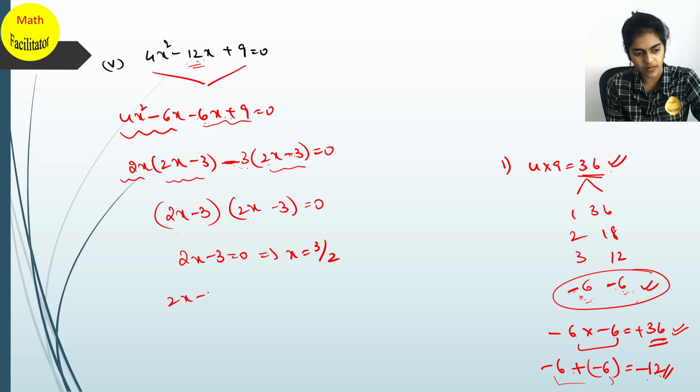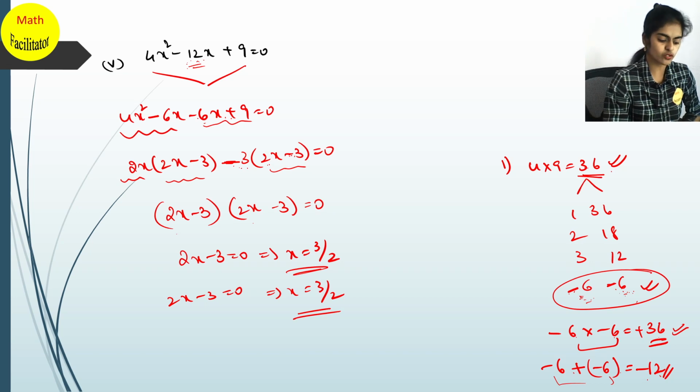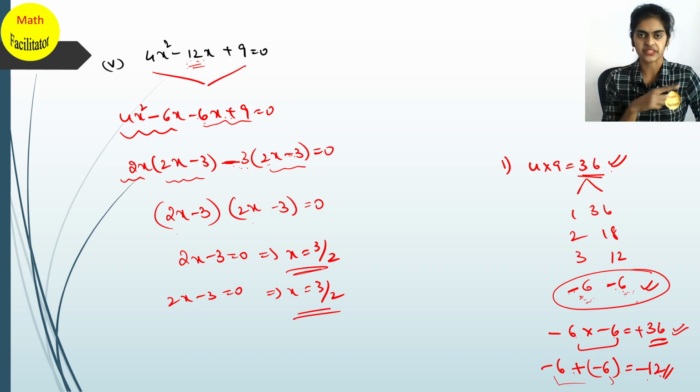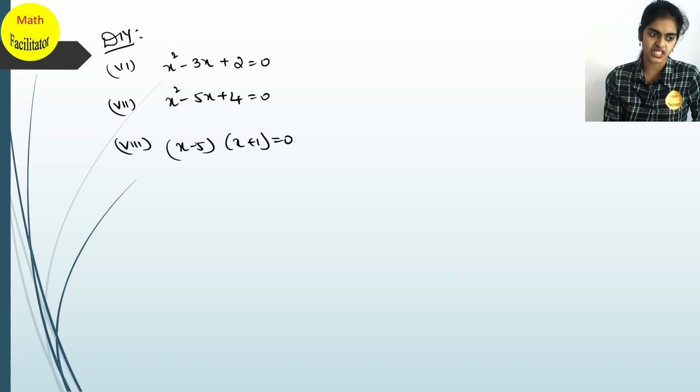And here also 2x minus 3 equals to 0. So x is nothing but 3/2. So which means my roots are same. Okay, my roots of the quadratic equation are same. Okay, so ila same enduku vastayi and what happens if they are same, we will learn it in the next class, right? But for today, these are your DIY questions for practice.